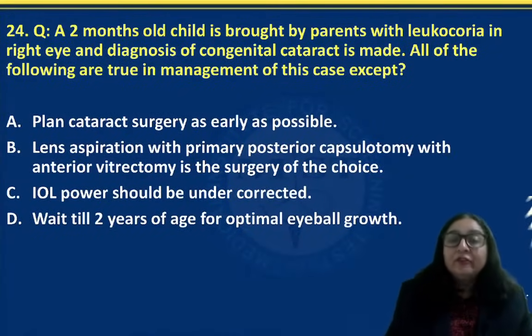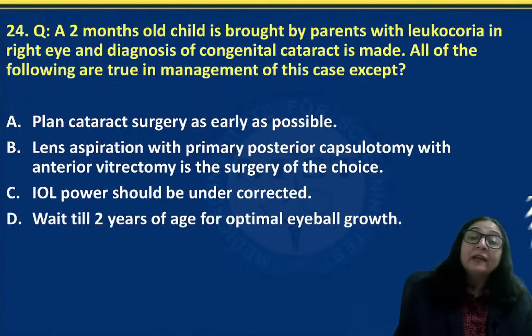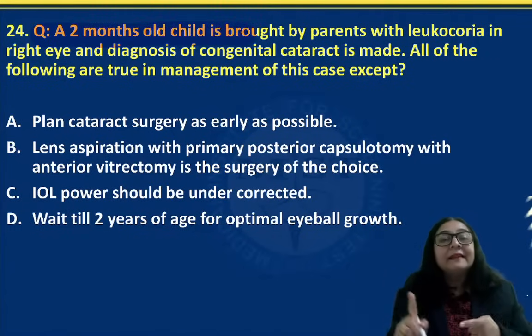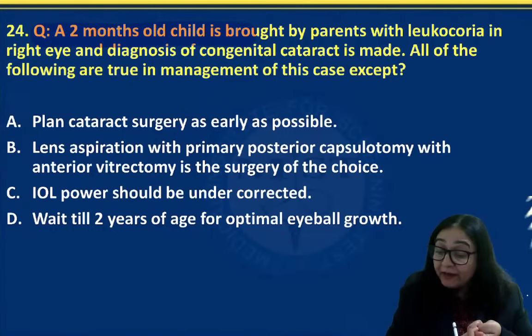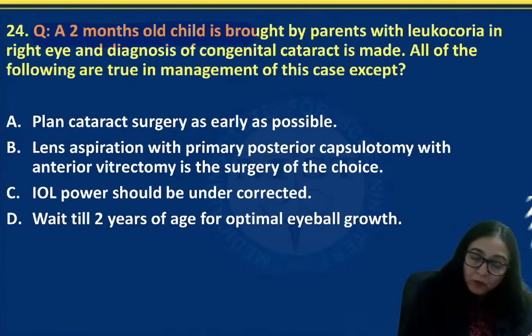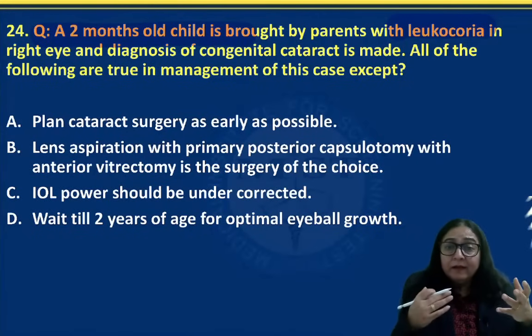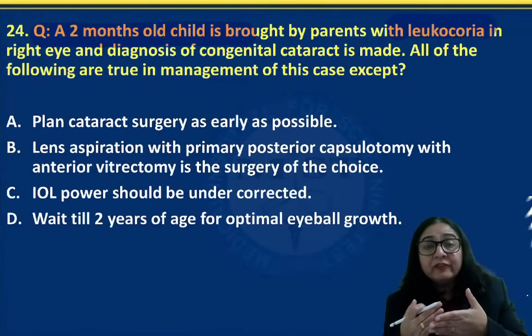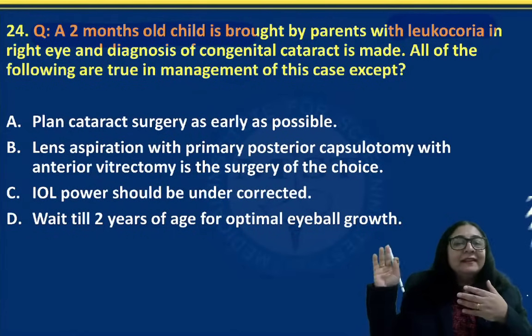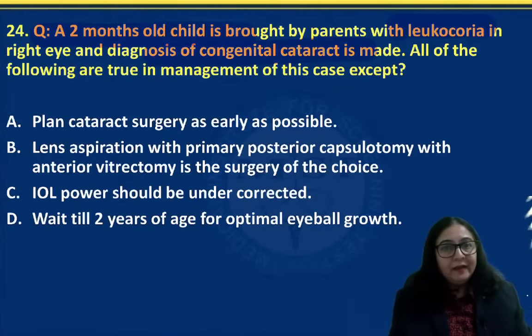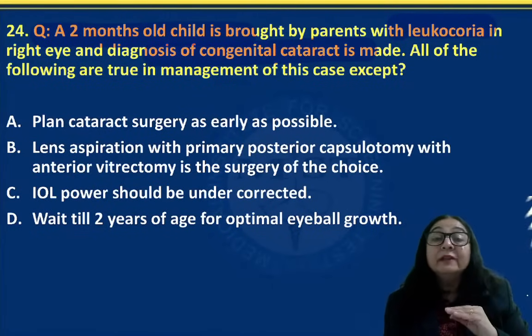A 2 months old child is brought by the parents with leukocoria in the right eye and a diagnosis of congenital cataract is made. So again, look at all the things carefully. What is the age of the child? 2 months old. Leukocoria. Now leukocoria, is it a retinoblastoma? Is it something else? Because there is a whole differential of leukocoria. Fortunately, here they have already told you the diagnosis: congenital cataract.